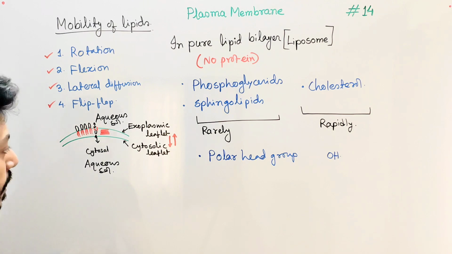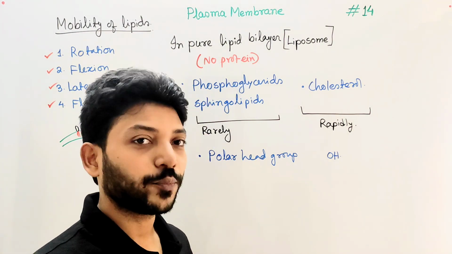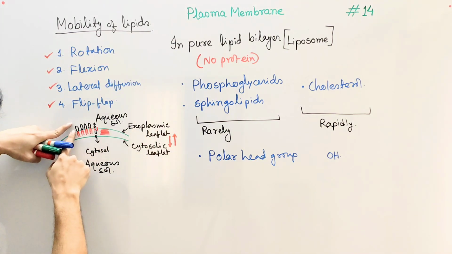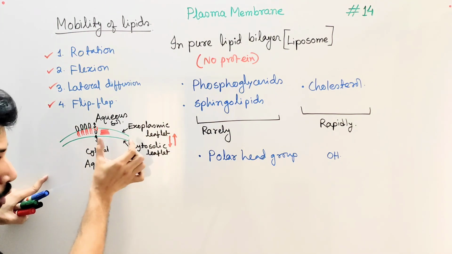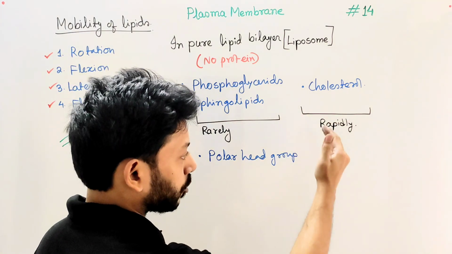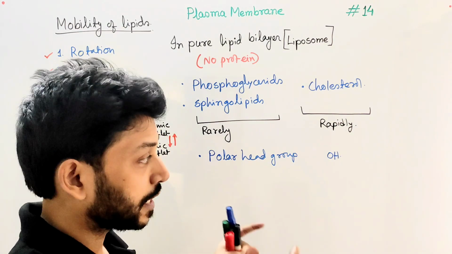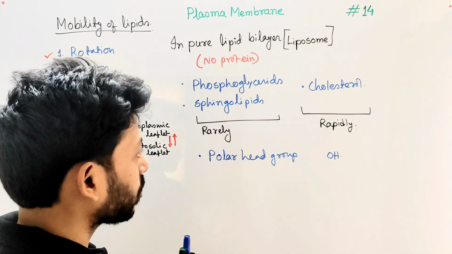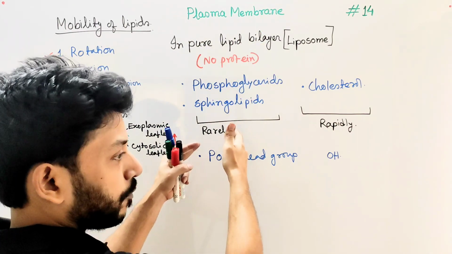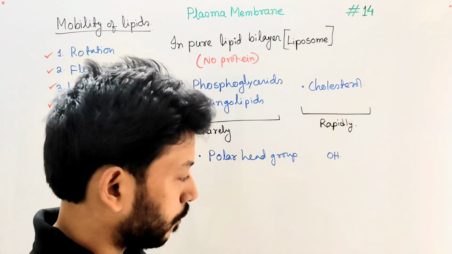That's why it requires energy. As I have mentioned, polar and non-polar do not mix. So to move this polar head group from this hydrophobic core or non-polar portion, it requires energy. But for cholesterol, the head group is just a single hydroxyl group, so it requires less energy. That's why in the pure lipid bilayer, phosphoglycerides and sphingolipids rarely perform flip-flop, but cholesterol can rapidly perform flip-flop movement.